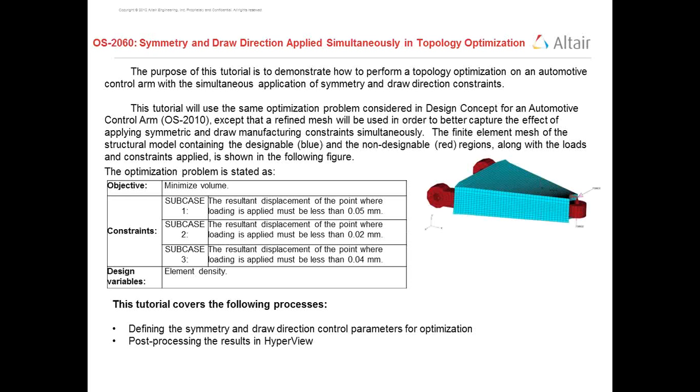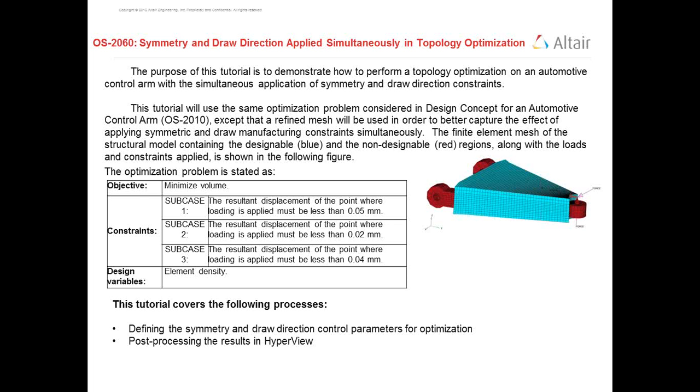The purpose of this tutorial is to demonstrate how to perform topology optimization on an automotive control arm with the simultaneous application of symmetry and draw direction constraints. This tutorial will use the same optimization problem considered in design concept of an automotive control arm, a tutorial which I have discussed earlier, except that a refined mesh will be used in order to better capture the effect of applying symmetry and draw manufacturing constraints simultaneously.